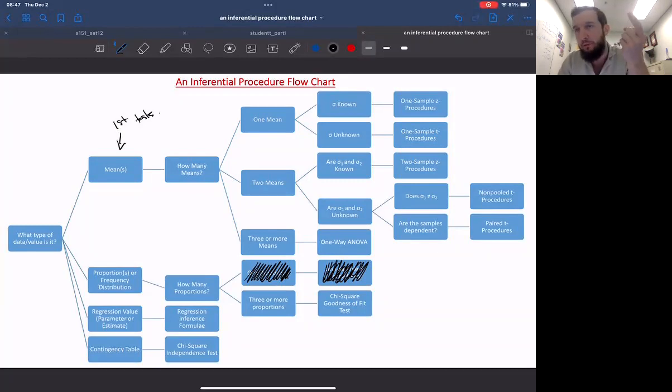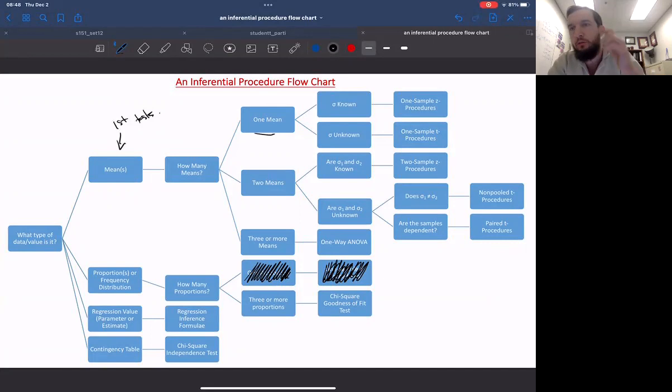If we have one sample, we might be asked a question like, is there evidence that the population mean is equal to 14? Or is there evidence that the population mean is less than 7? Something like this. So we have one mean. Once we've determined that we have one sample and we're talking about one mean, we then need to determine if sigma is known or unknown. If sigma is known, we're going to be using a z-test. If sigma is unknown, we're going to be using a t-test.